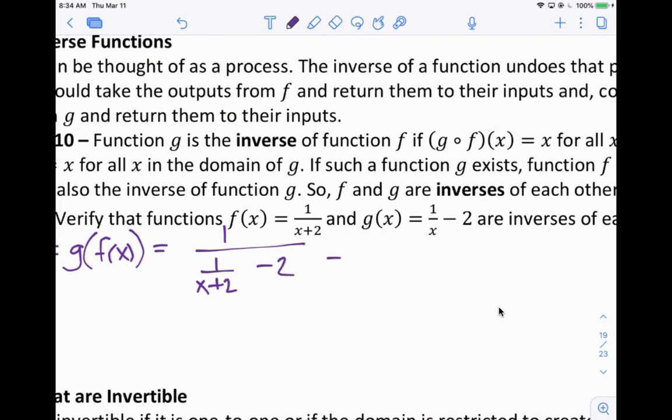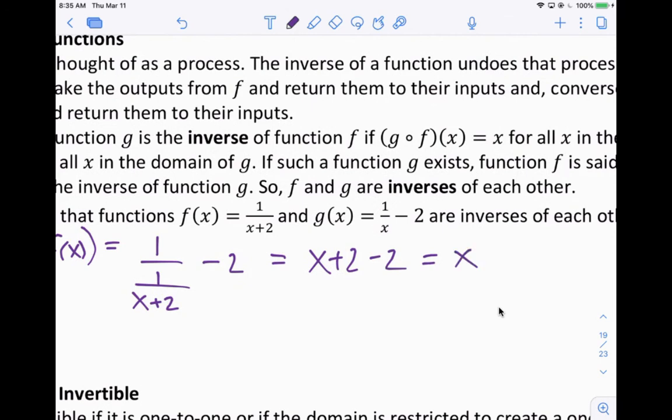What happens here, oh, I apologize, that's not quite the right way, because that 2 is not underneath. Sorry about that. It's on the outside. That -2 is on the outside. So what happens here? We see 1 over 1 over flips this fraction back to a whole polynomial, x plus 2, and then we see those like terms, plus 2 minus 2, cancel. We get an x. Beautiful.